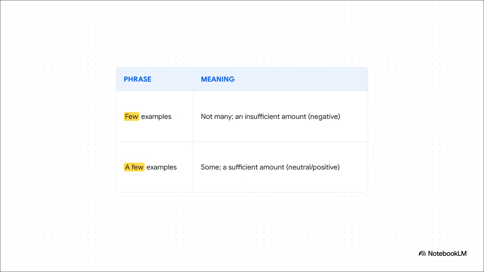Okay, now for something really subtle but so important. It's amazing how one tiny little article can completely change the meaning of a sentence. If you say you have few examples, it sounds negative, like you don't have enough. It implies a problem. But just add the article, a few examples, and suddenly the tone becomes neutral or even positive. It means you have some, and it's probably enough.